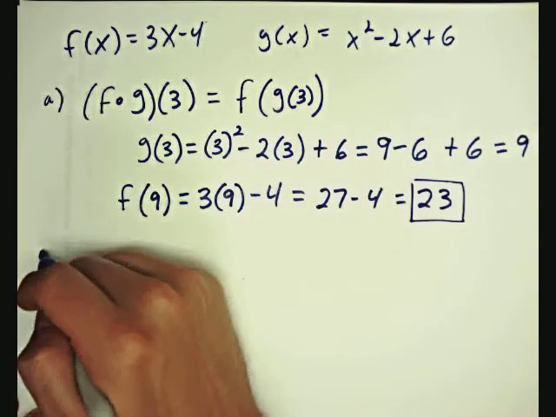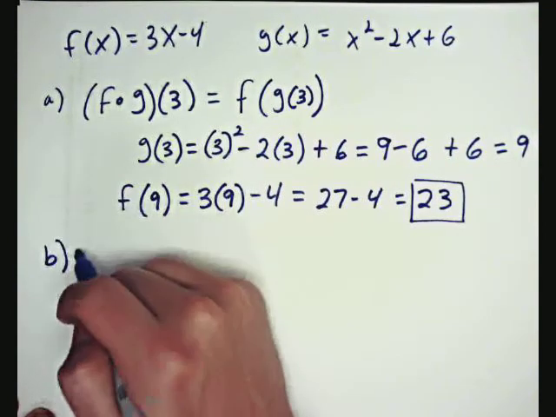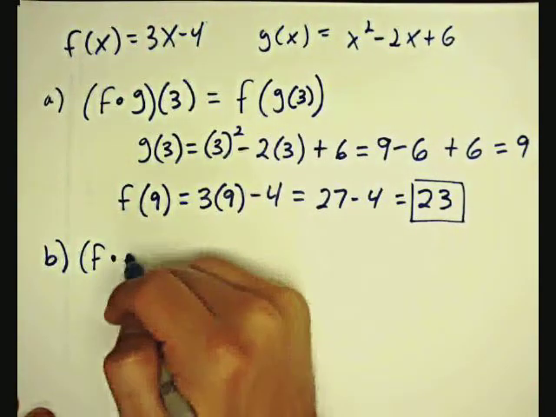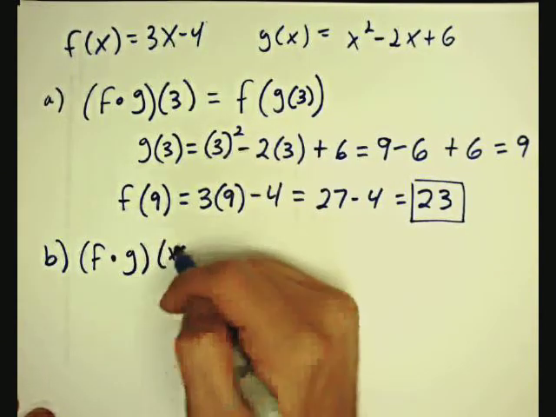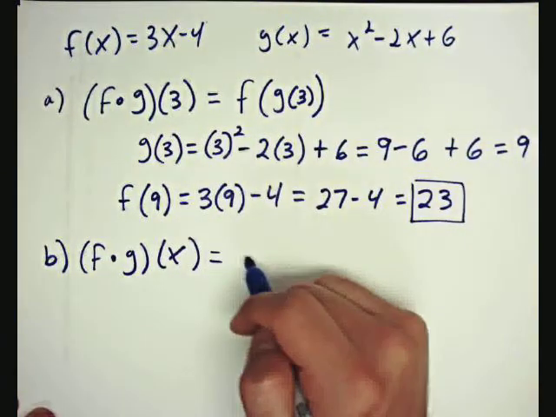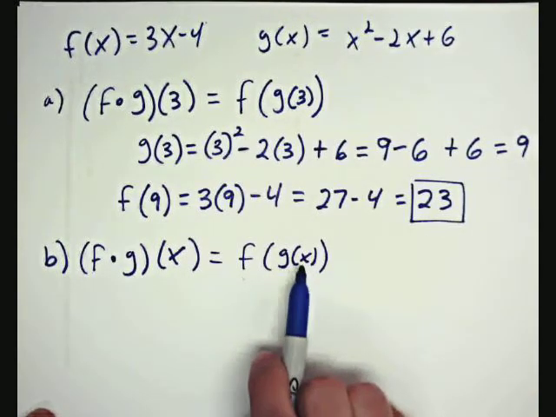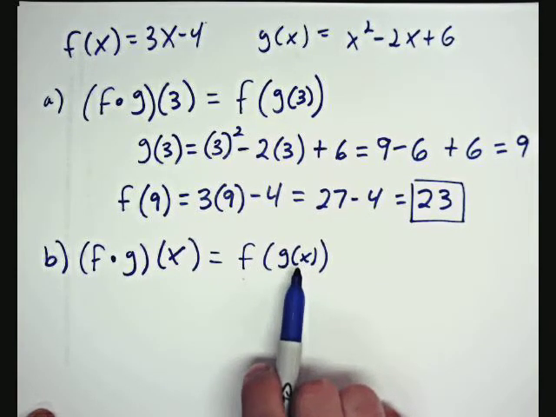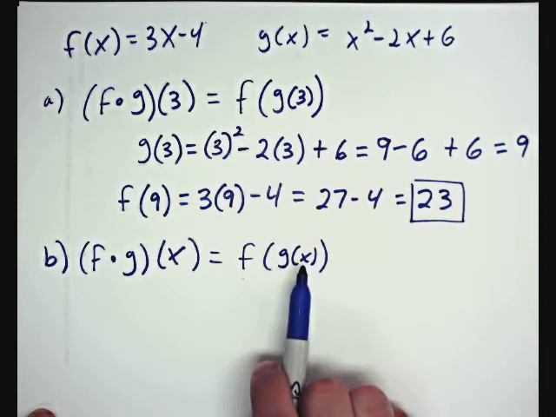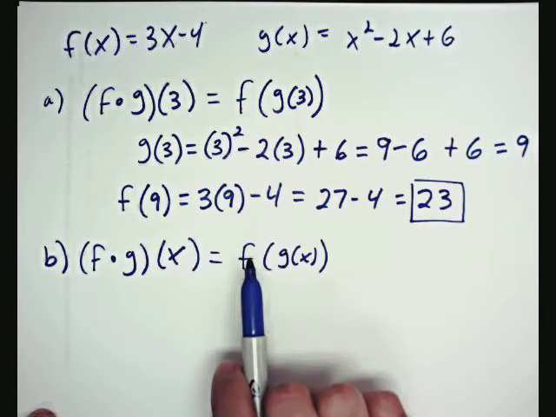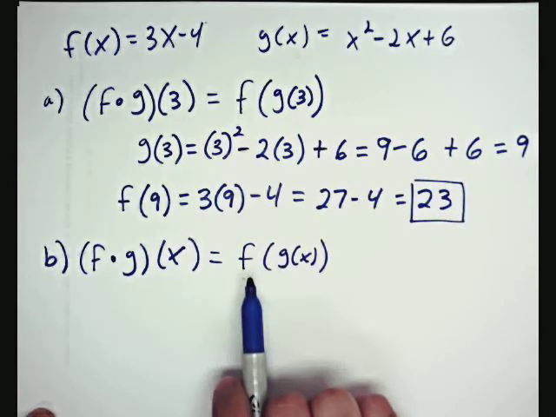In part B, we're asked to find f of g of x. Okay, so here we're not given an input for the function g. We want to take all of the inputs. Okay, so we want to leave g as a function, and we want to input that into the function f. Okay, we did this somewhat in a previous section when we evaluated functions. We just didn't call it composition at that time.